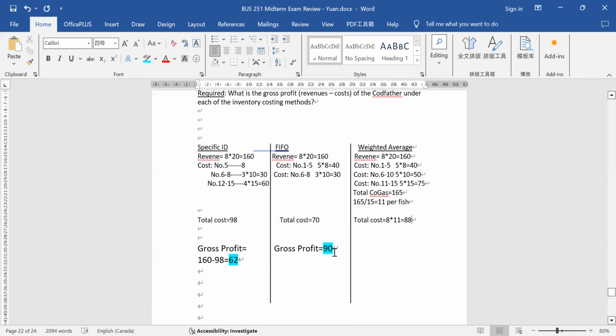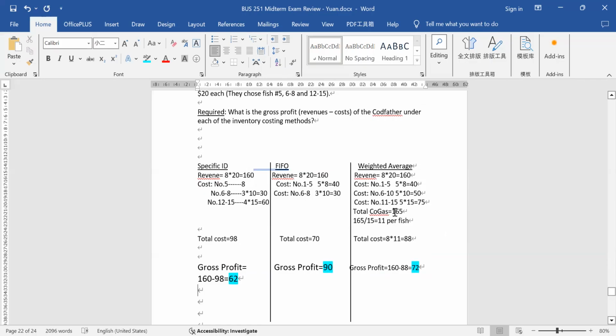And the gross profit is the revenue minus the total cost. Let's do it this way. I'm going to make this smaller. So 160 minus the 88 equals 72. So this is the answer if you use the weighted average method.